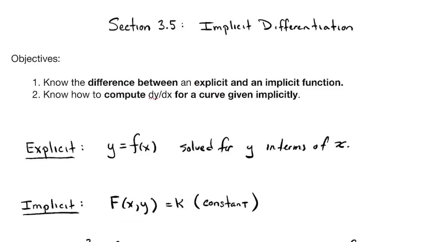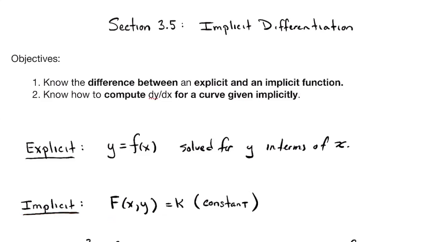So it's an equation that relates x and y, but we haven't solved for y in terms of x, and we haven't solved for x in terms of y. So when people are talking about a curve given that way, they talk about y being implicitly a function of x. So we haven't got an explicit formula for it, but rather some equation that defines the function.